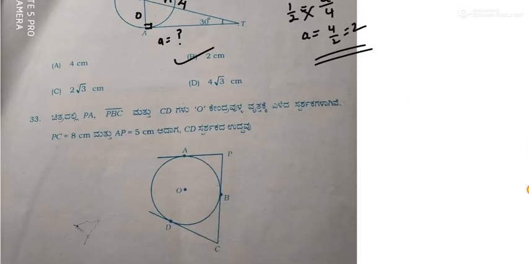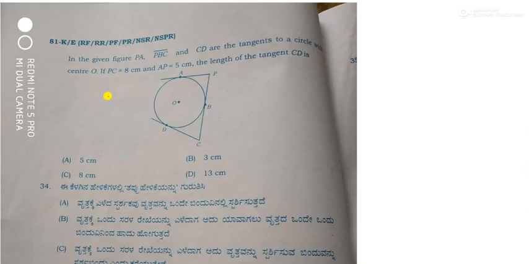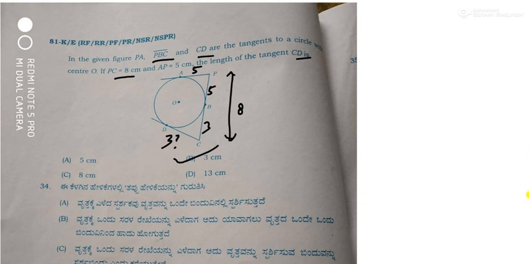Moving to the next question, 33. In the given figure, PBC and CD are tangents to the circle with center O. If PC is 8, this total is 8, and AP is 5, then the length of tangent CD is how much? So this is 5, which means this is also 5. Now the total is 8, so this is 3. So even this is 3. That's all. Option number B.